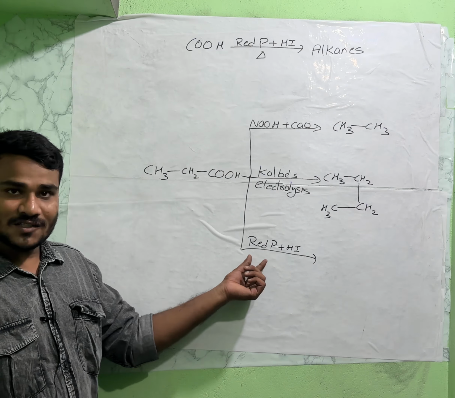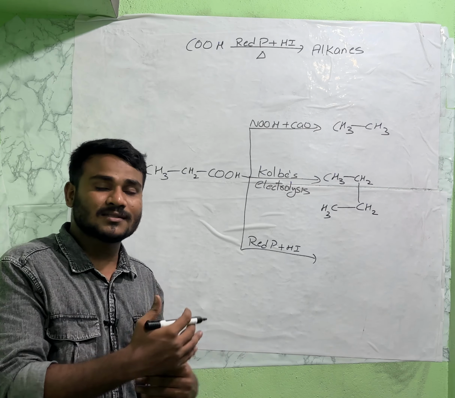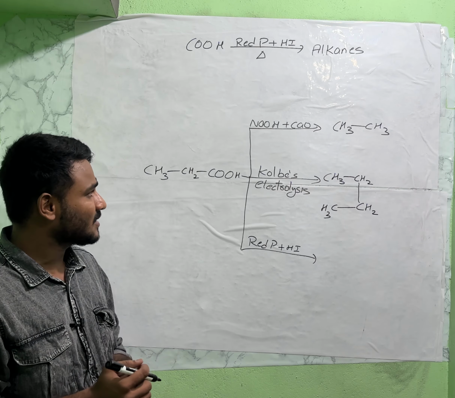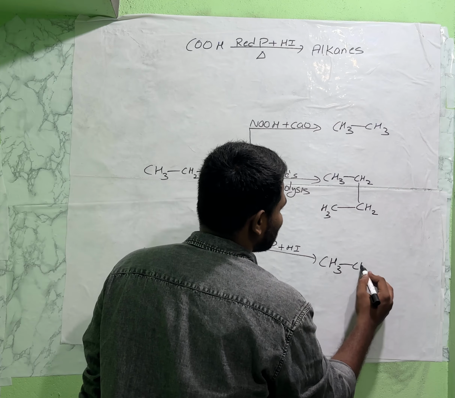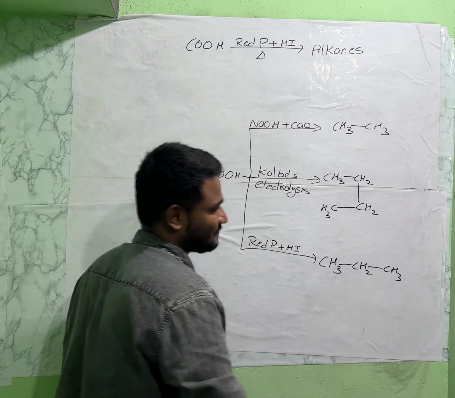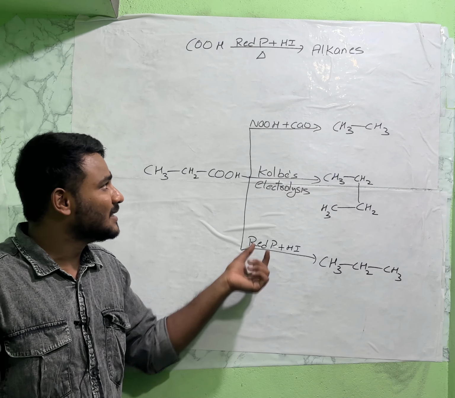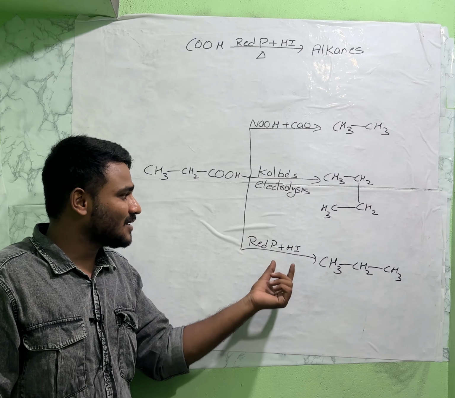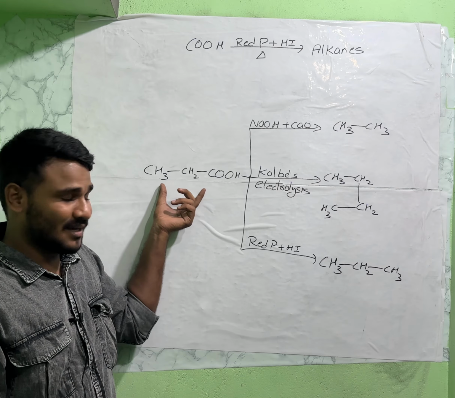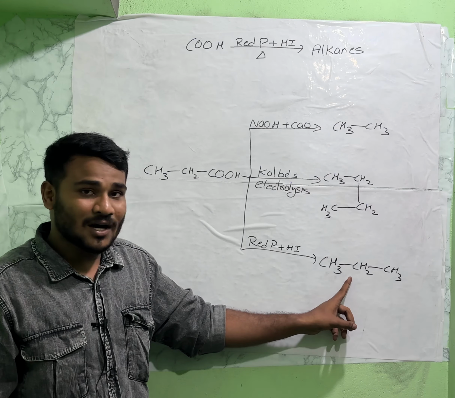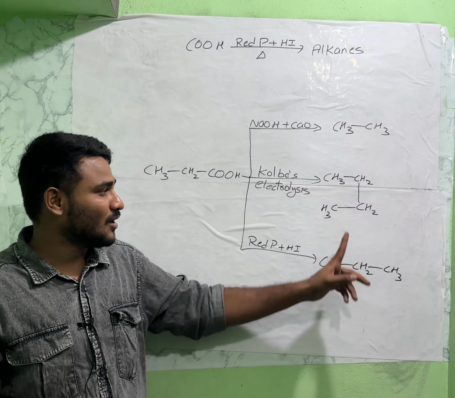In red phosphorus plus HI, what is the product? Today I am going to discuss the mechanism of how it converts acids to alkanes. Everything we are going to discuss. I will write how it converts to the alkane: CH3CH2CH3. From acids to alkanes we have discussed three methods: NaOH with CaO, Kolbe's electrolysis, and red phosphorus plus HI. In all three methods the substrate is an acid and the product is an alkane. But how many carbons are in the chain? Here 2, here 4, here 3.